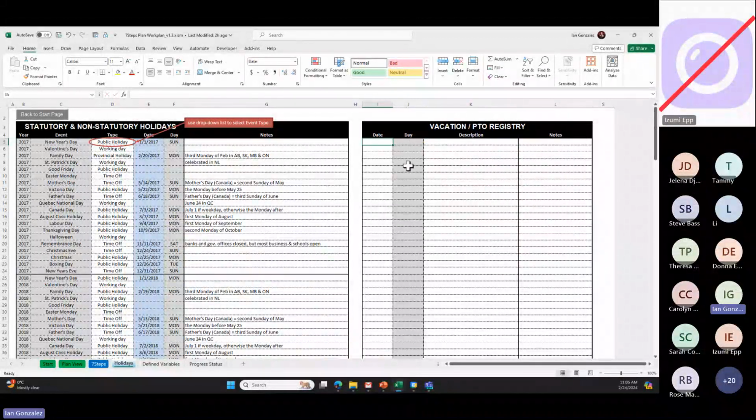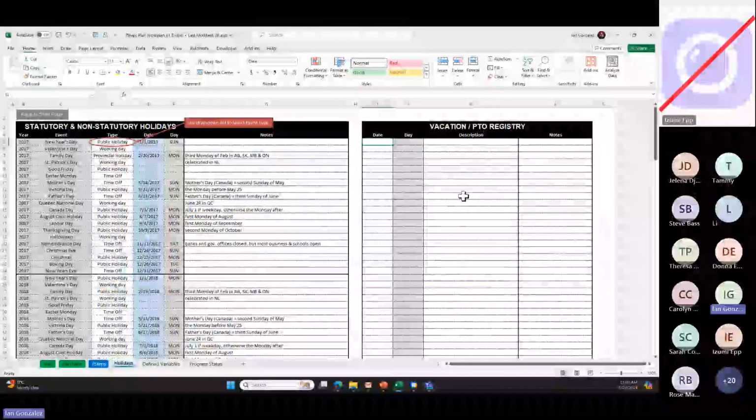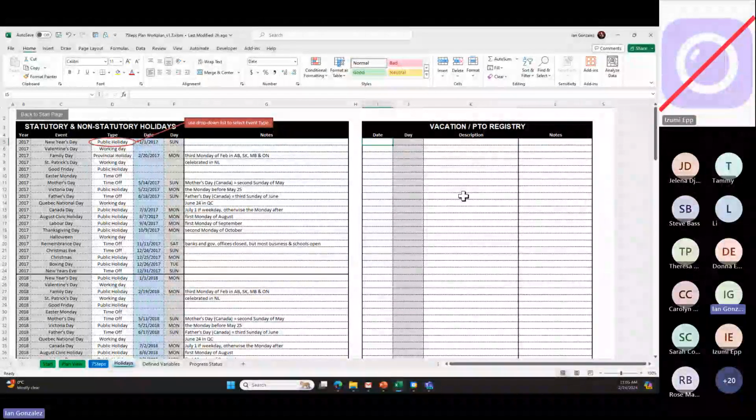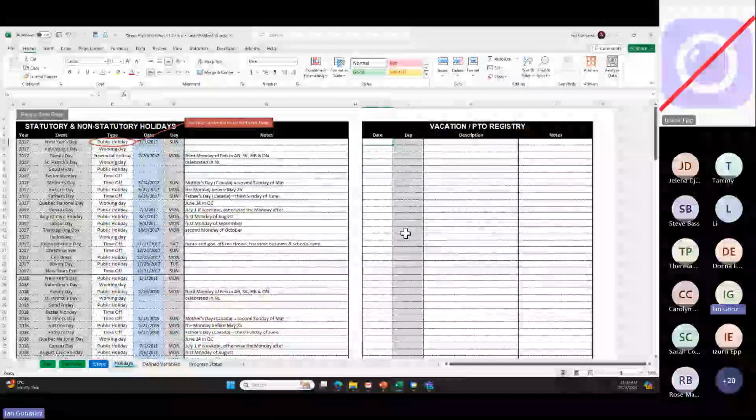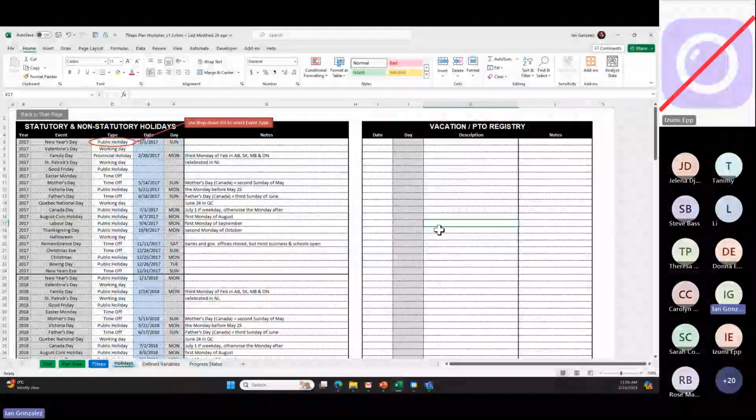The more information you put on this vacation and PTO registry, the less changes you'll have in your 7 steps plan, because you've already taken vacation into consideration. So do this to the best of your ability.